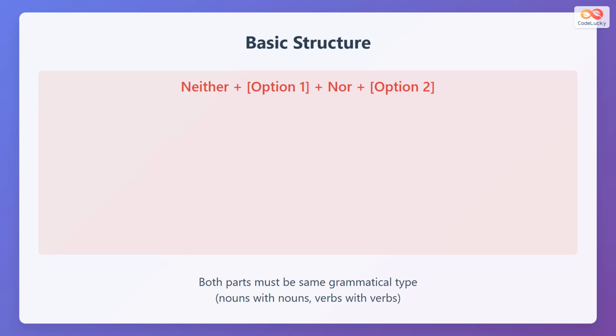The basic structure of neither nor is neither followed by the first option, then nor followed by the second option. Both parts must be the same type of word, like noun with noun or verb with verb, to keep the sentence correct.